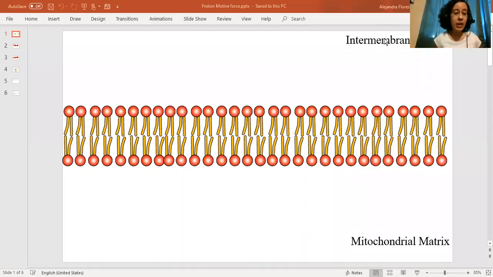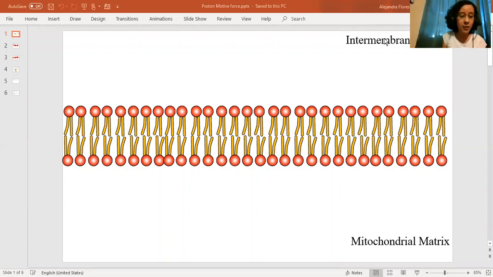Hello, today we're gonna talk about proton motive force, also known as protogradient. This is an essential part of ATP synthesis. ATP synthase, also known as complex 5, uses this proton gradient to do chemical work and convert ADP and phosphate into ATP. But there's a big question: how does this proton motive force appear?